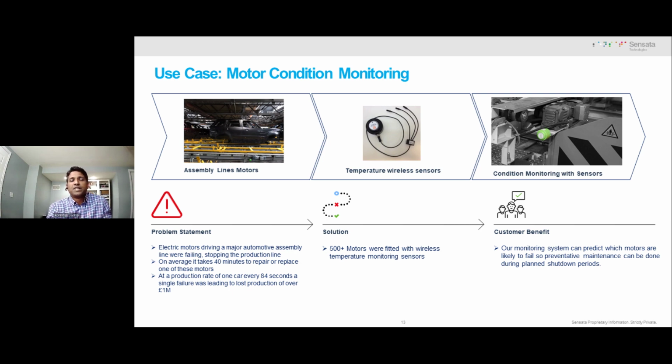The car manufacturer turned to Sensata's solution. In the first phase, we fitted about 500 plus motors with our wireless temperature monitoring sensors. Our monitoring system can predict which motors are likely to fail, so preventative maintenance can be done during the planned shutdown period. In the first 2 years since the installation, 6 instances of potential failures had been identified, saving an estimated $15 million in lost production.